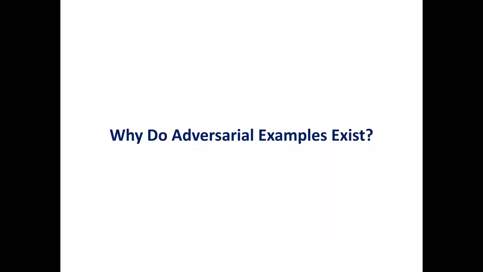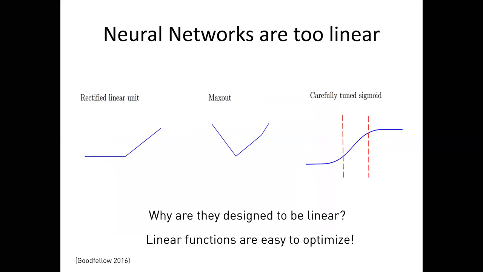Now, again, we can ask this question of why adversarial examples actually exist, more technically. Why are they there? There are a bunch of hypotheses on this, ranging from the data set to the network to the model and so on and so forth. One hypothesis that we'll look at now is that neural networks are in fact too linear.